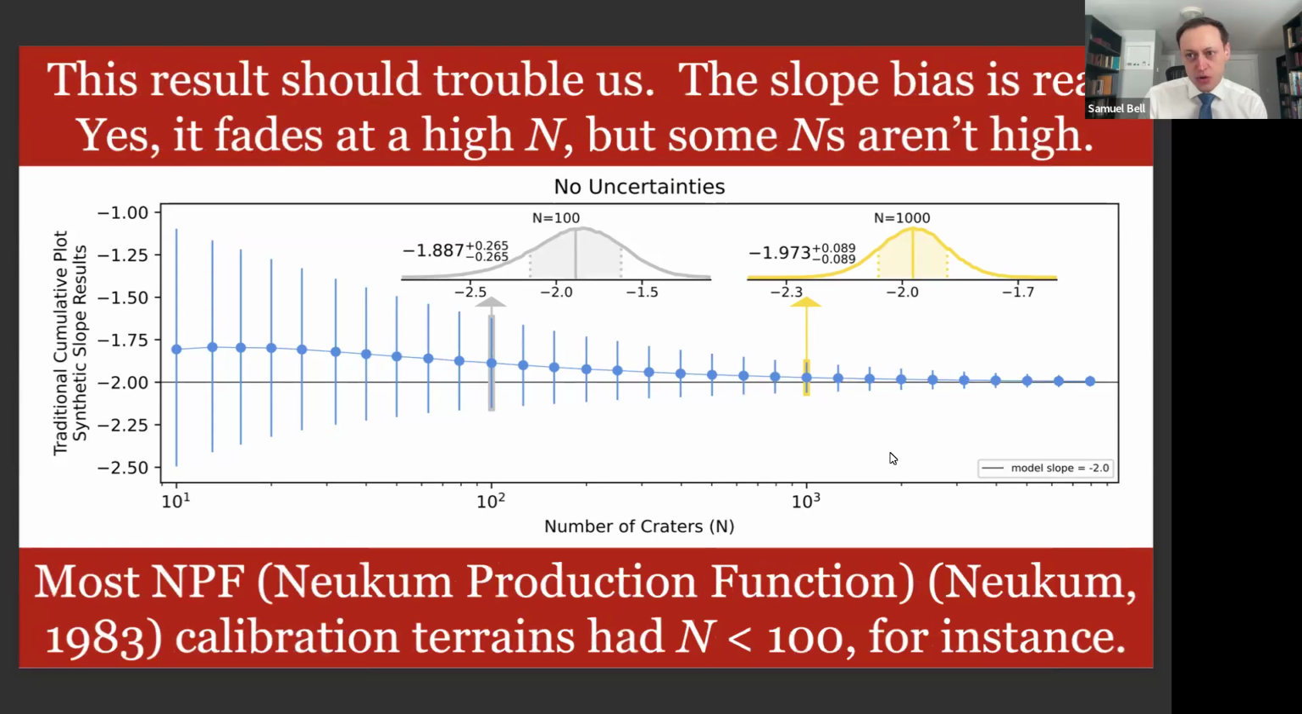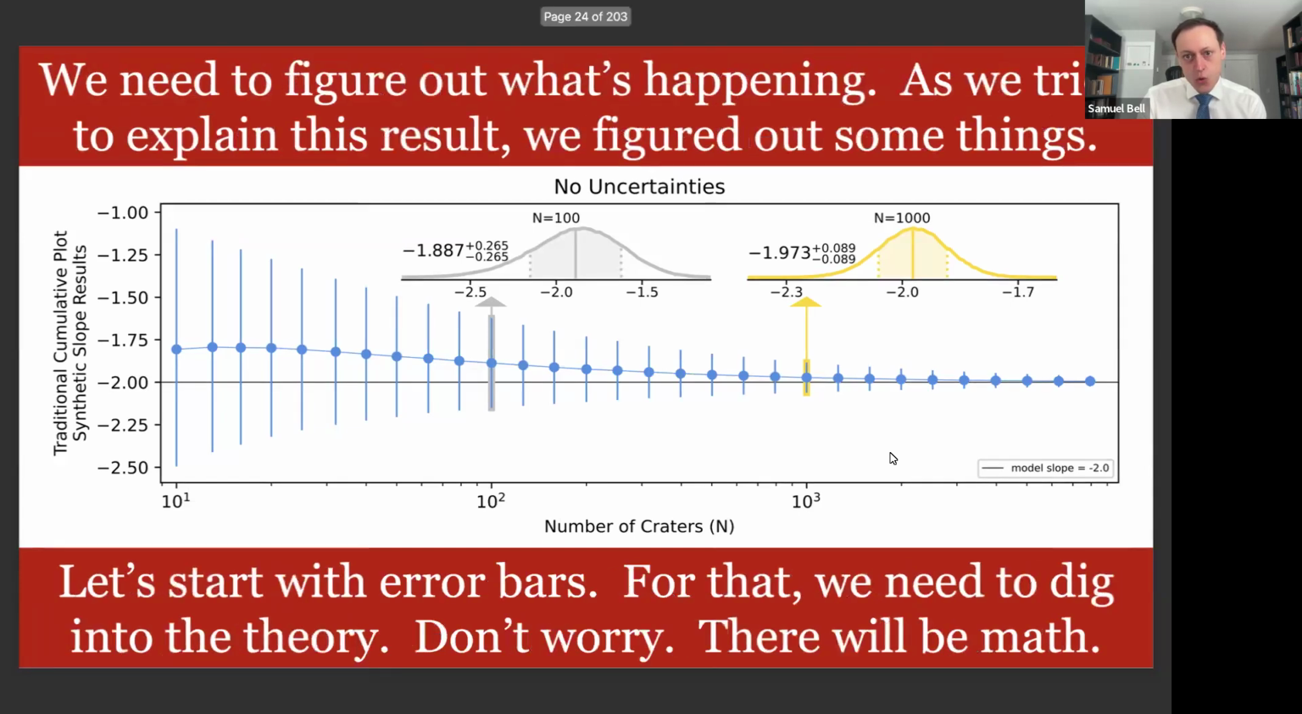This result should trouble us. The slope bias is real. Yes, it fades at high n, but some n's aren't high. Most NPF, Neukum production function calibration terrains, had n under 100, for instance. We need to figure out what's happening. As we tried to explain this result, we figured out some things. Let's start with error bars. For that, we need to dig into the theory.